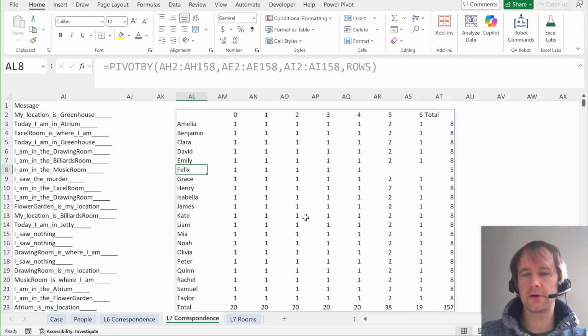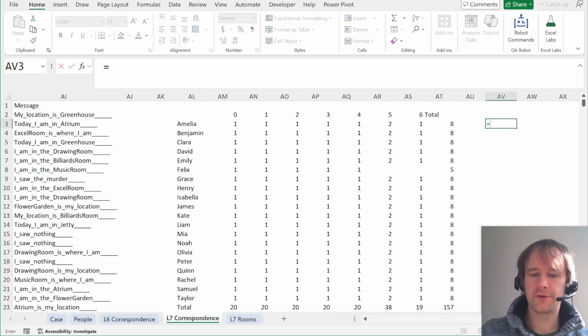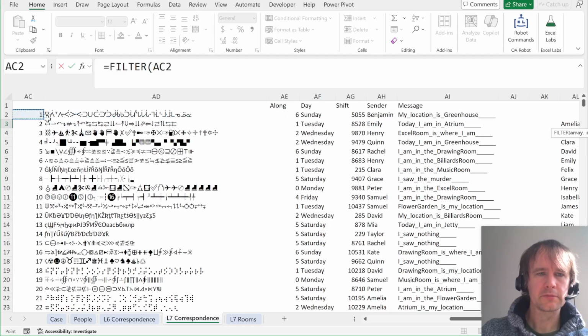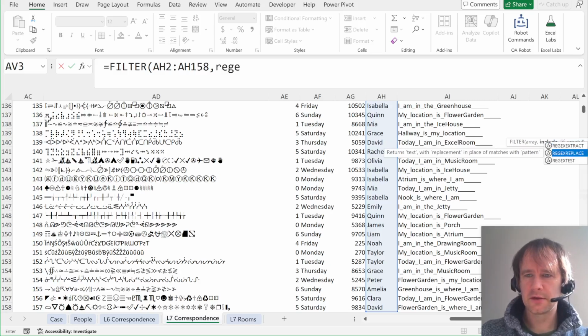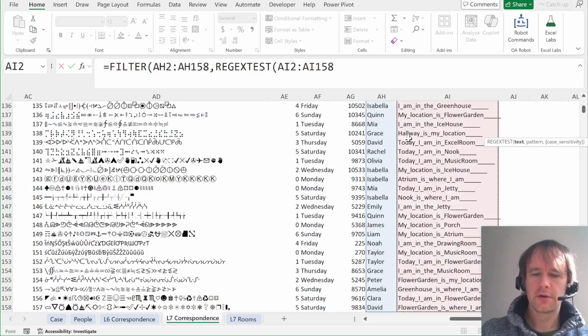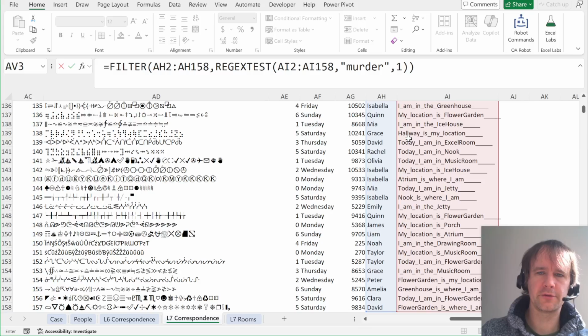So we need to figure out first who saw the murder, and then we need to figure out where they were on Saturday. So first, we're going to filter the list of senders, where I guess we'll say regex test. We just want to know, does this contain the word murder? So regex test that on the pattern murder, case insensitive, just to be safe.